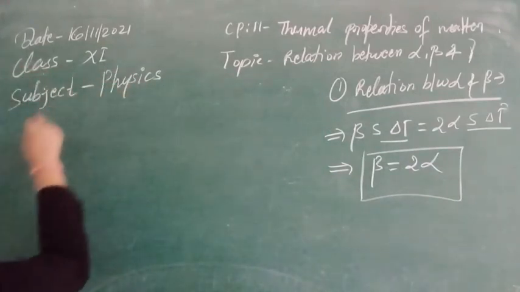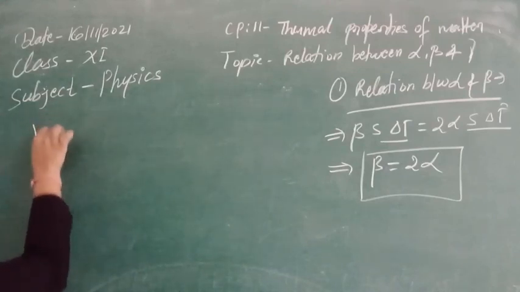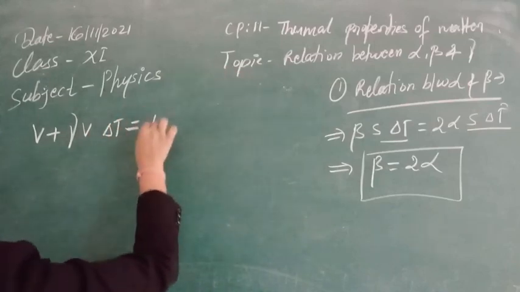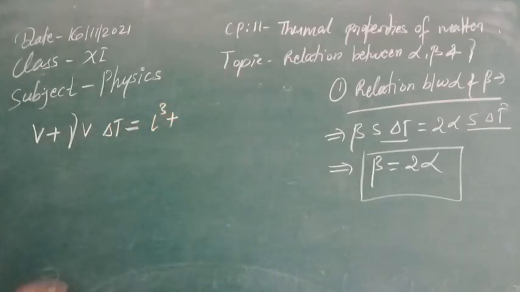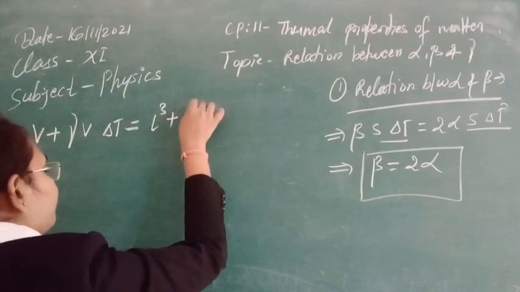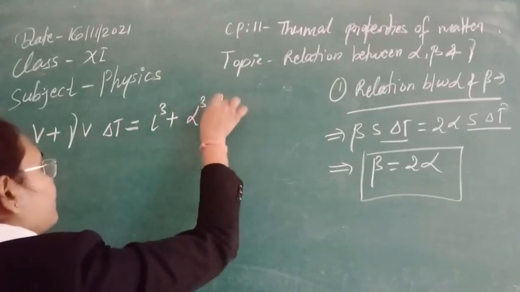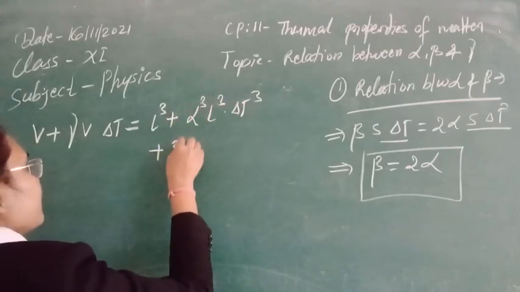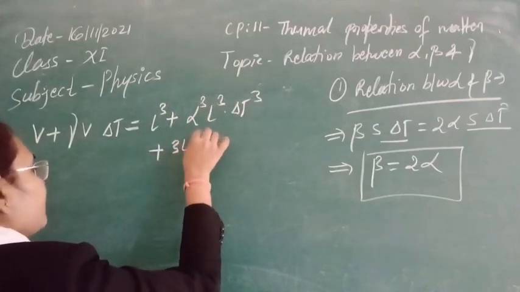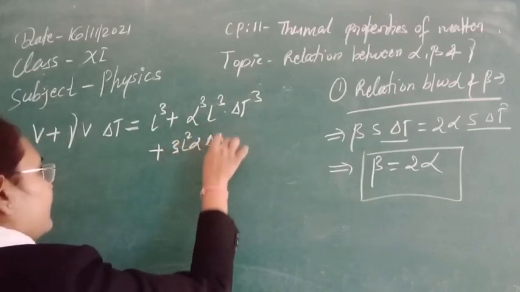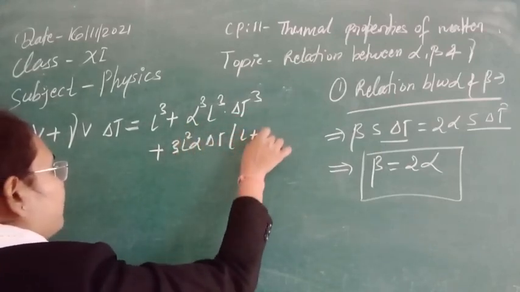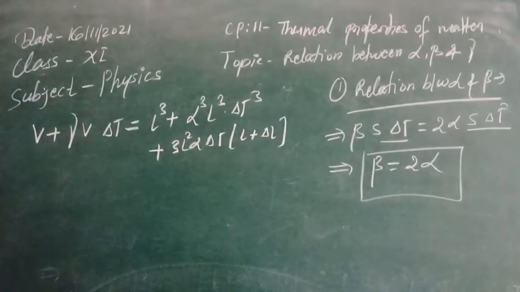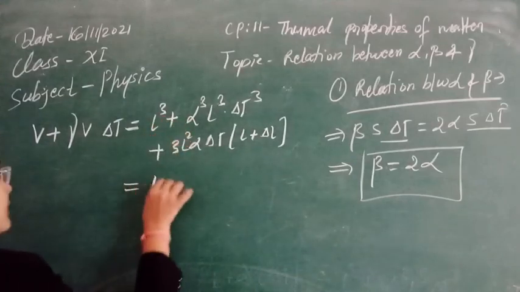So we have already written V plus gamma V delta T, this was equal to L plus delta L whole cube. So we were solving the whole cube, that is L cube, alpha cube L cube into delta T cube, plus 3 times L alpha delta T, and in bracket it will be L plus delta L. This is the formula of A plus B whole cube that we have applied here. Now we can write it again.